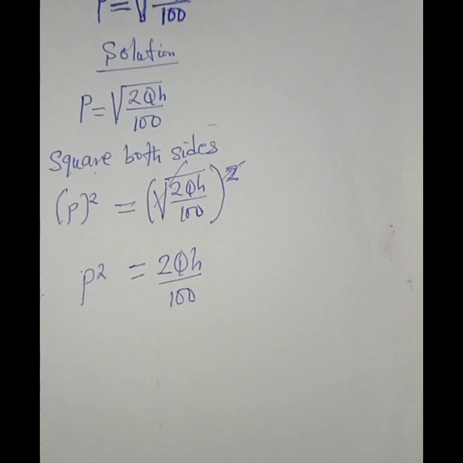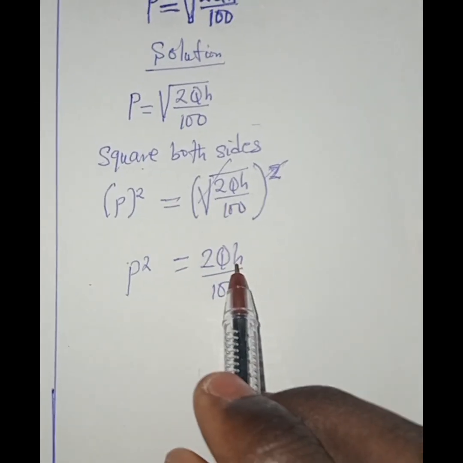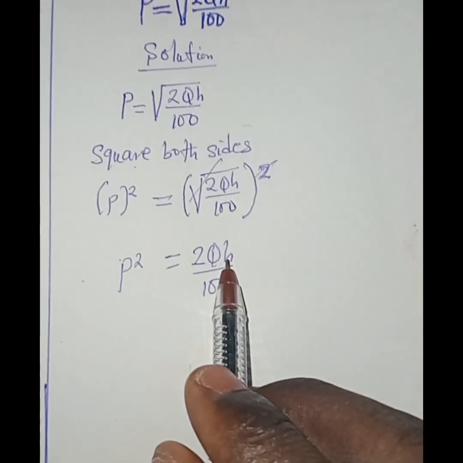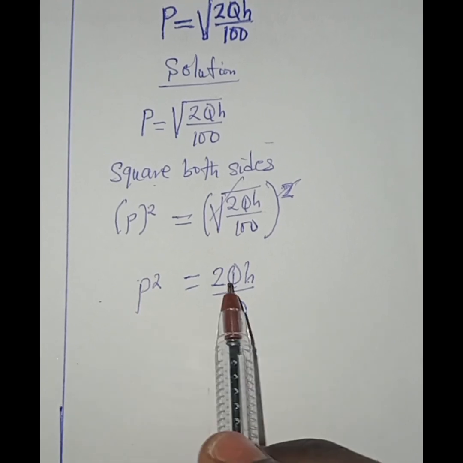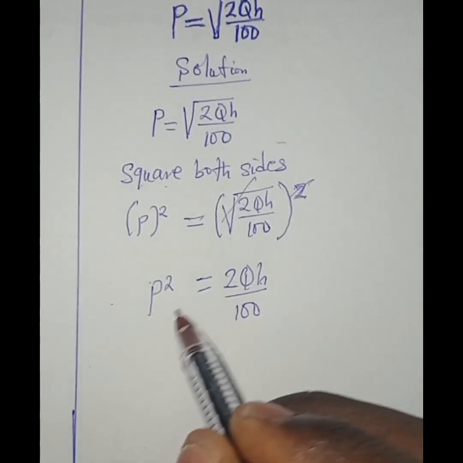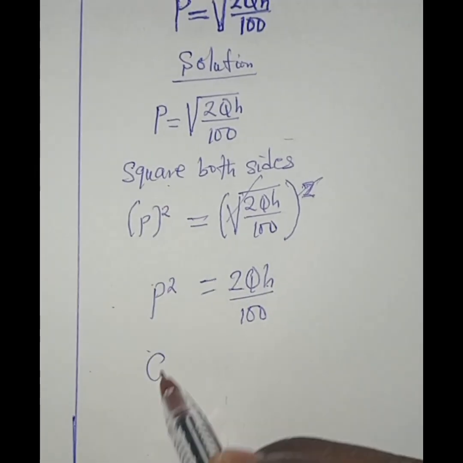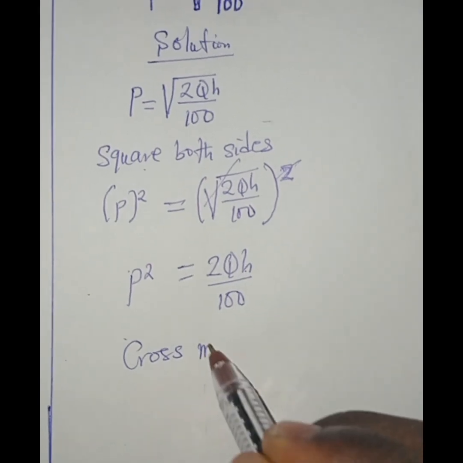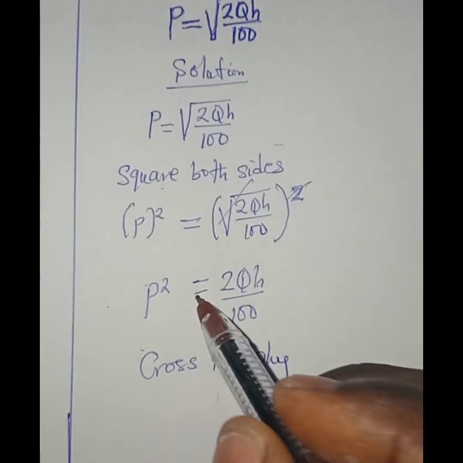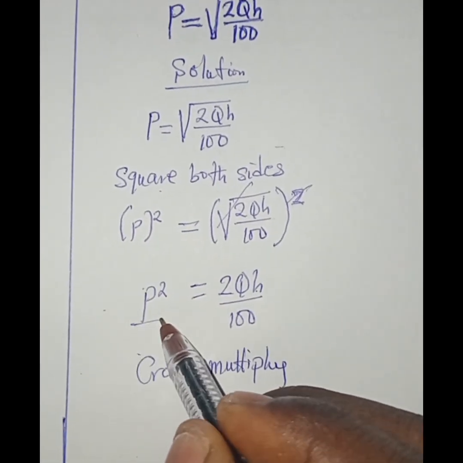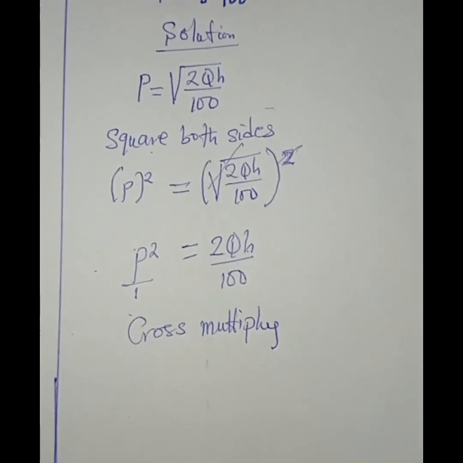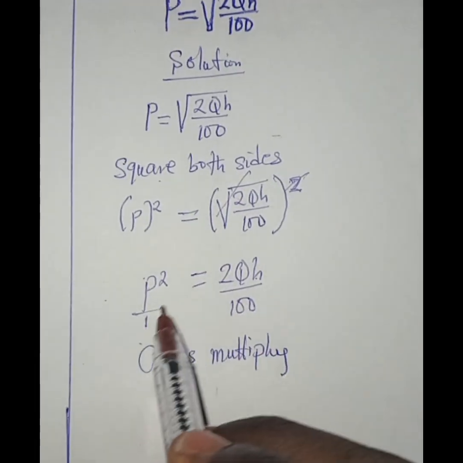Now the next thing we're going to do, remember, our focus is how to make h stand alone. So what are we going to do now? The next thing we are going to do is to cross multiply. By now we know what cross multiplication means, right? It means, remember, there is an invisible one here. Anything divided by one is still the same thing.